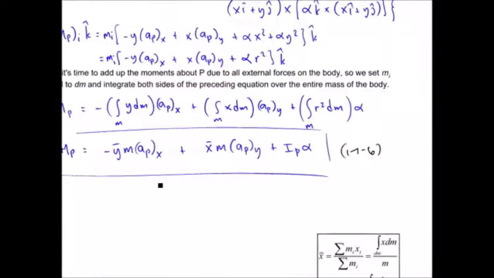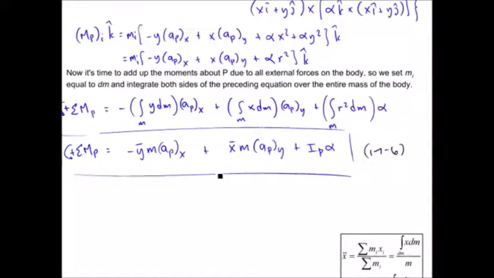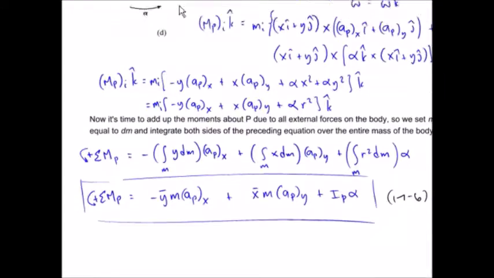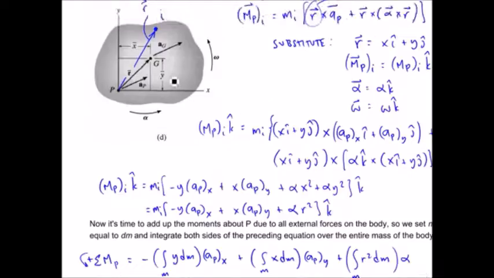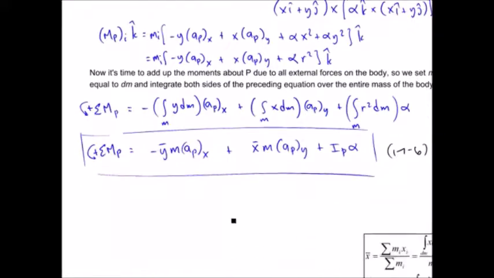And what it says is the sum of the moments about any point P is going to be the moment of inertia about that point, IP times alpha, minus y bar m apx plus x bar m apy, where x bar and y bar are the distances from P to the center of gravity in the x and y directions. AP is the acceleration of point P, and m is the mass of the body.